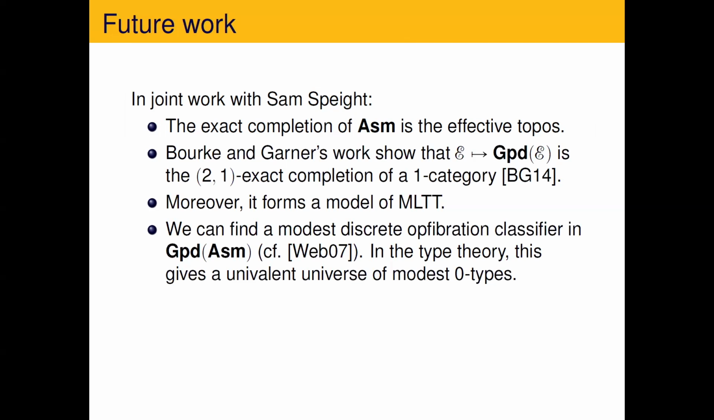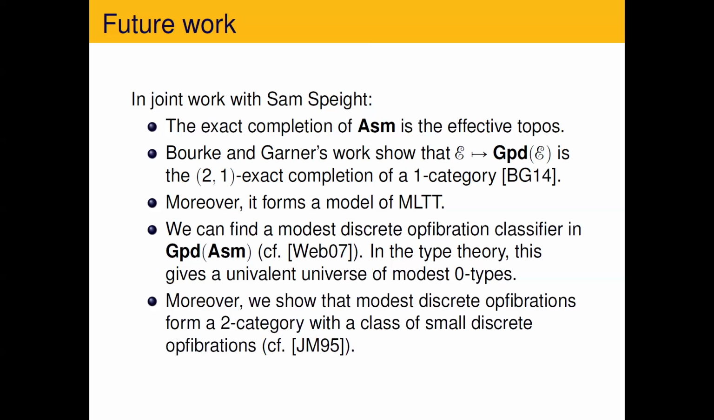But on the type theory side of things, this gives a univalent universe for modest 0-types. So it's a model which has some kind of universe inherent in it. And there's this link between universes and discrete fibration classifiers, which is nice. Moreover, we show that such a thing forms a 2-category with a class of small discrete fibrations, which is a 2-dimensional version of Joyal and Moerdijk's categories with class of small maps. So it formalizes the notion of size within the type theory. You can think of the modest sets as the small objects in this category.